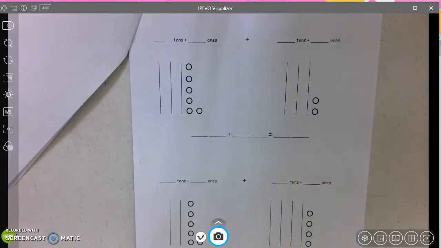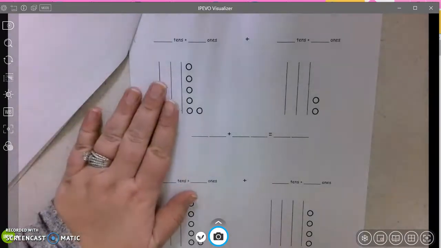Today for math, and this week for math, we're still talking about place value, and we are going to be using base 10 blocks to determine the place value and what a number is. Let me grab a marker real quick.